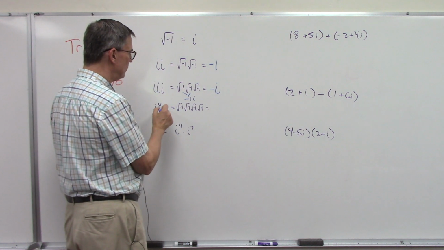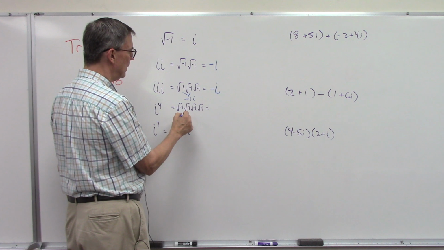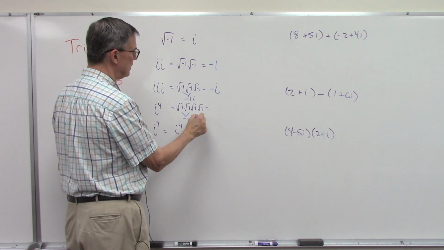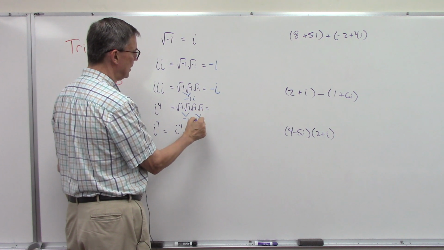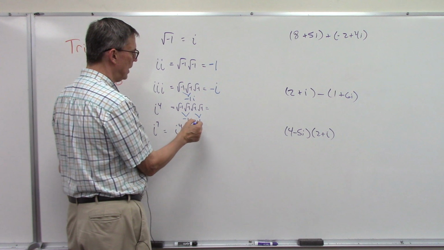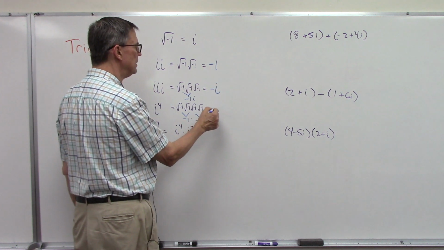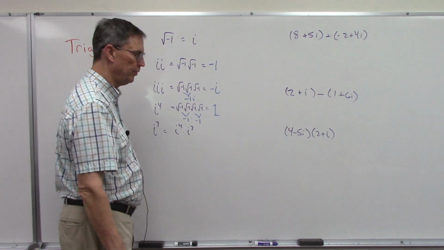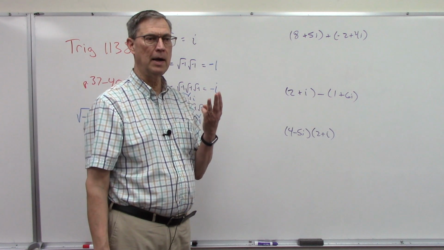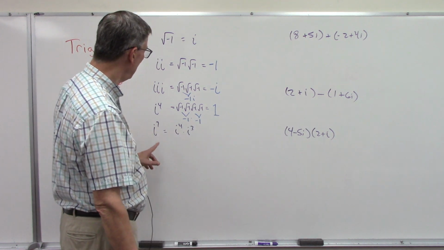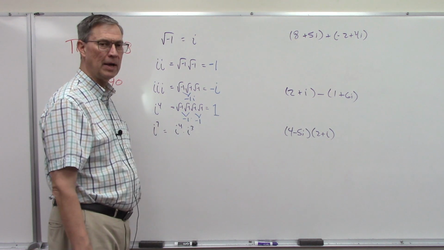And then i to the 4th power would be i squared, which is -1, times i squared, which is -1. Okay, -1 times -1 is +1. So i to the 4th would be 1. Okay, now what happens if I have i to the 7th?